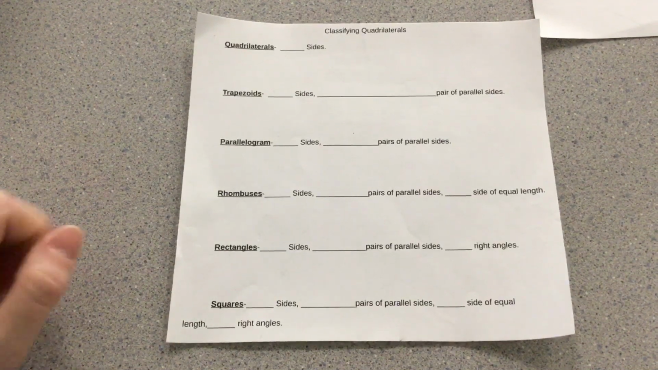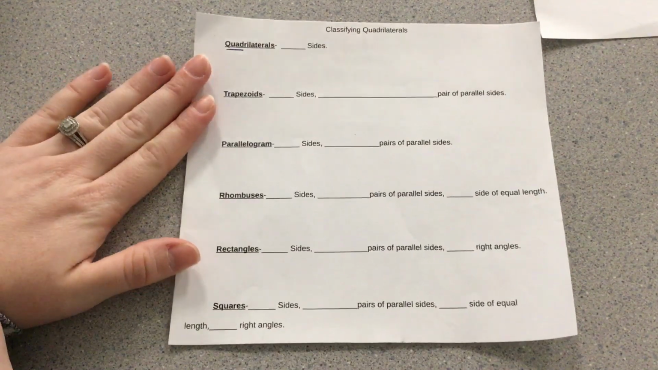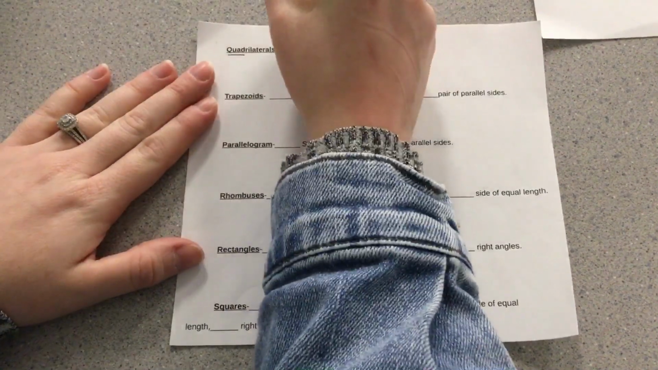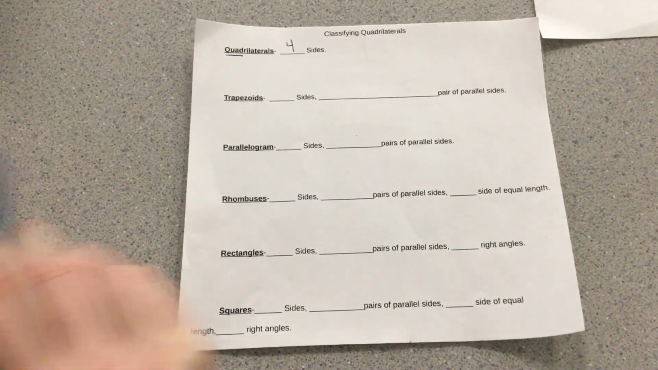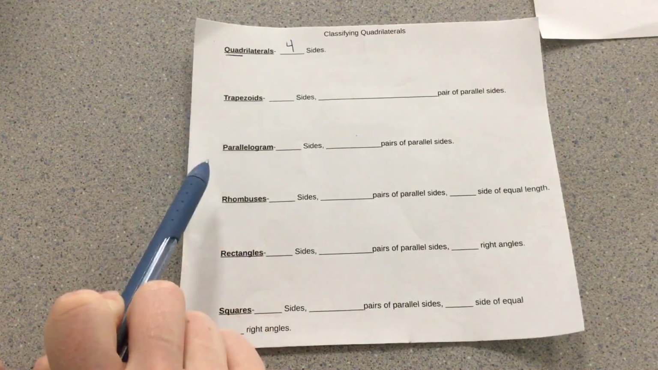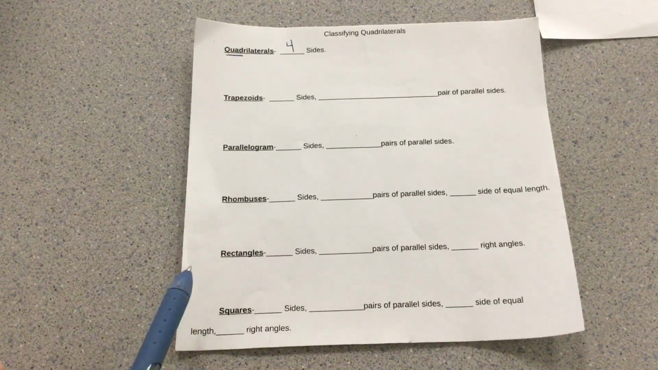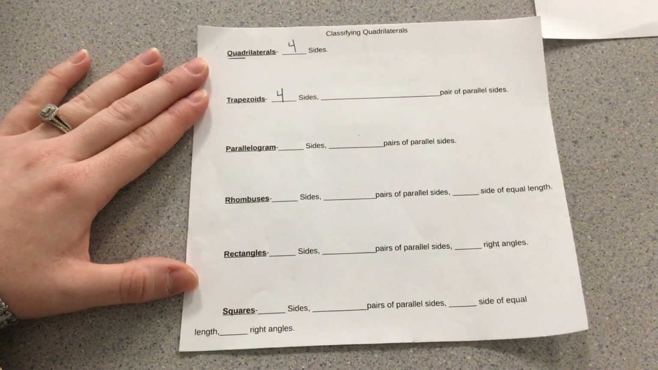So quadrilaterals, remember we talked about this prefix, quad. Every single quadrilateral has 4 sides. All quadrilaterals do. Everything listed here, all of these shapes, trapezoids, parallelograms, rhombuses, rectangles, and squares are all quadrilaterals. So, because we know they're all quadrilaterals, I know that a trapezoid is going to have 4 sides.